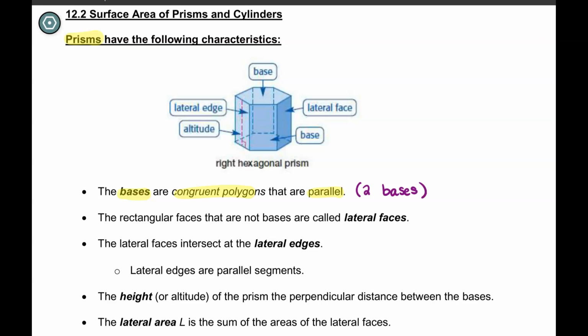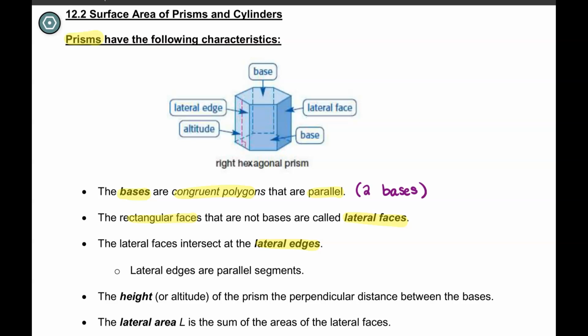The rectangular faces are called the lateral faces, and they always intersect at what we call lateral edges. Lateral edges are just all these line segments that connect everything.